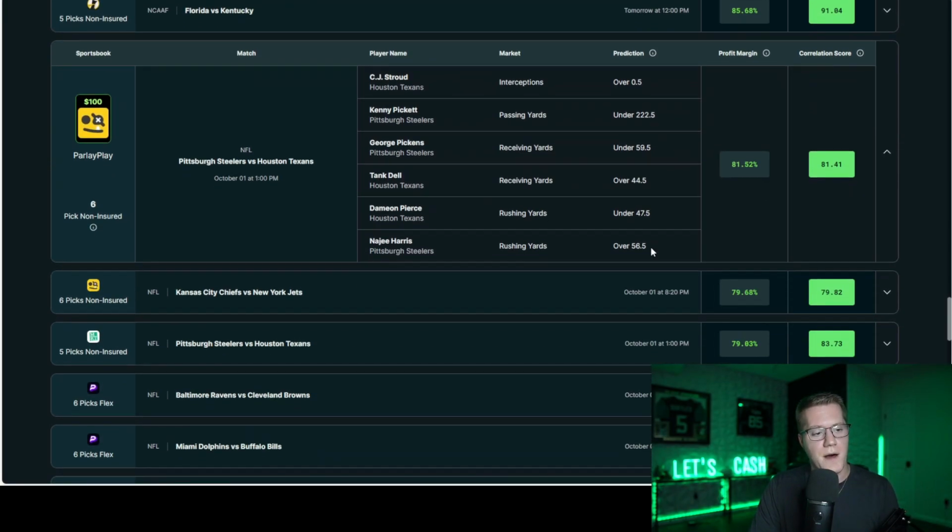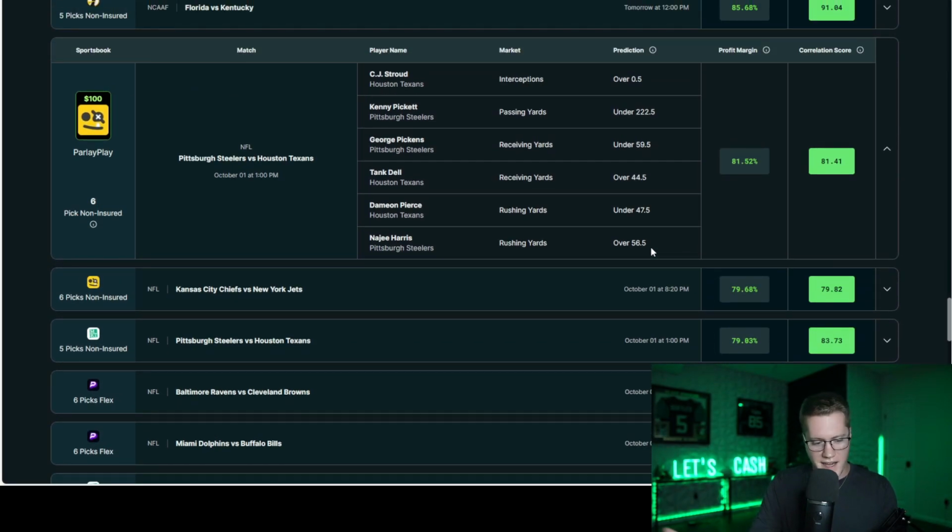And the way that we came up with this correlation slip is by scanning the market, scanning the plus EV individual plays, and then also looking through the highest correlated combos at that specific time. This slip is very profitable on ParlayPlay.